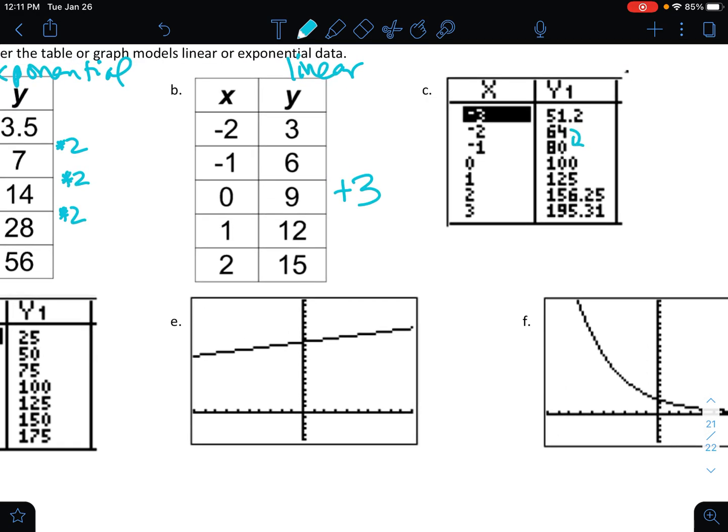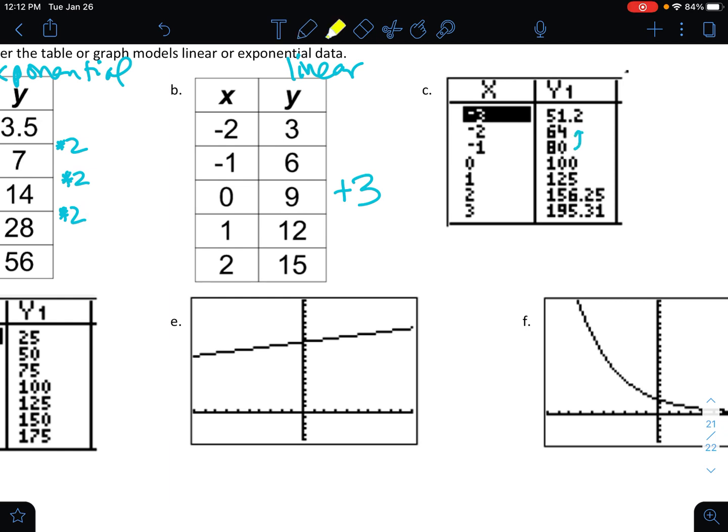Now, this one, what I might start with is when I look from 64 to 80, what is that? That's an increase of 16. So you could even do 80 minus 64. So is it going up by 16? Well, no, because 80 to 100 is not going up by 16. So is it multiplying? So I can't really tell.